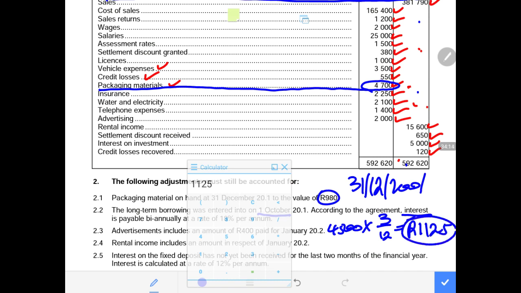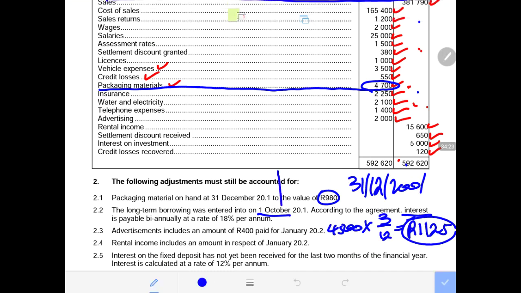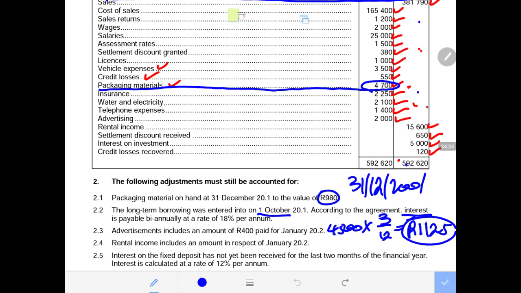The question is, did we pay any part of this amount? The answer is no. Why am I saying nothing was paid? Because in the trial balance, we don't have any amount that says interest on the loan. There is no amount that says interest on the loan. I've looked entirely in my trial balance. There is no amount that says interest on the loan. Remember now, why am I saying this?